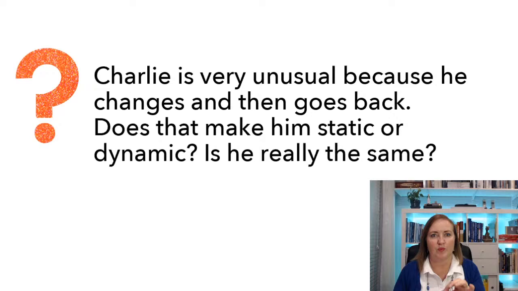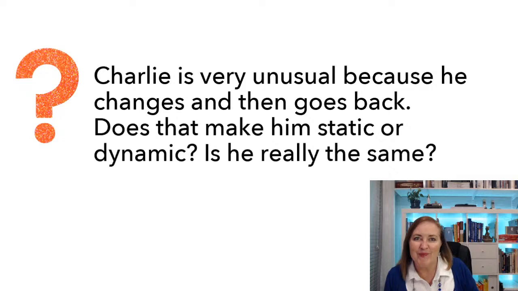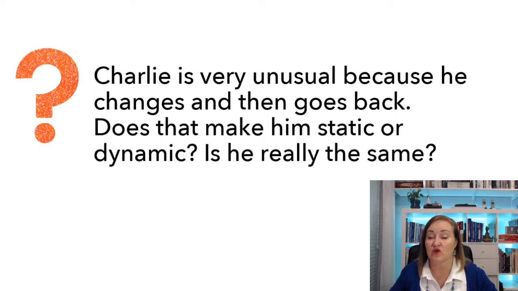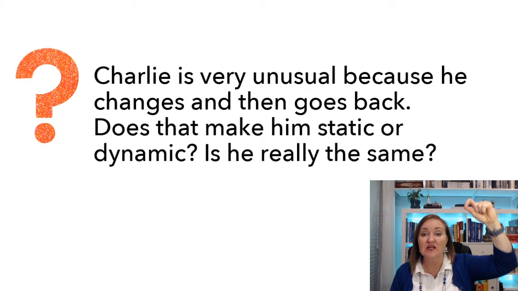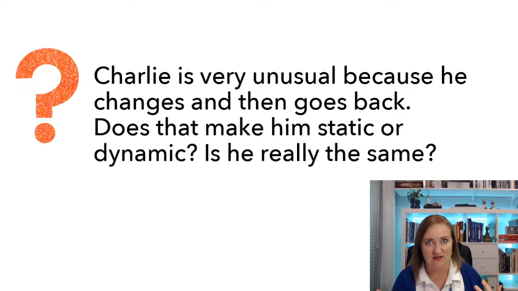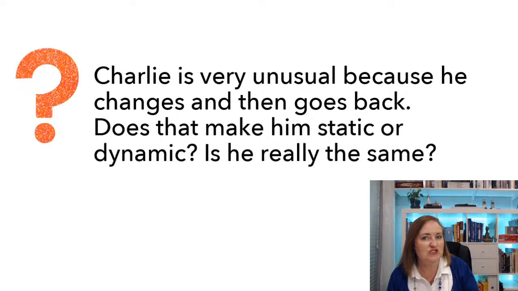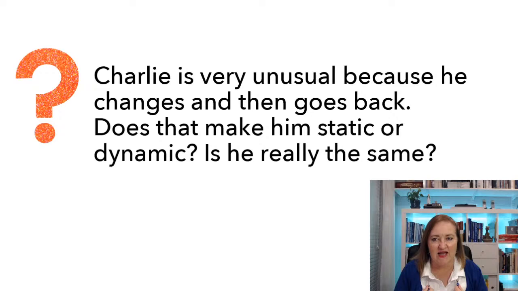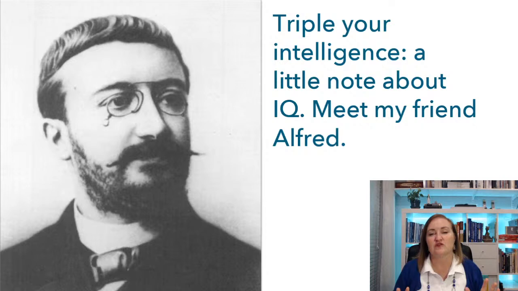Charlie is very unusual because he changes, but then he goes back. And so does that make him static or dynamic? Normally when we say that a character is dynamic, we say from the beginning of the story to the end of the story, this character made a change. But in this story, from the beginning of the story to the middle of the story, the character changes. And by the end of the story, the character is, in a very important way, his intelligence, the same. But is he different? Is he really different? And so I think this is a very interesting character arc in here. And I'm curious, is he really the same? His intelligence goes back to what it was. But is Charlie in himself the same? So curious about that.